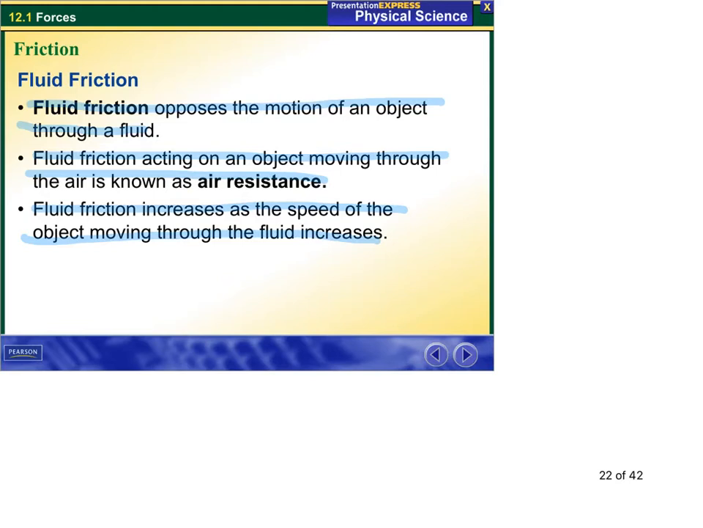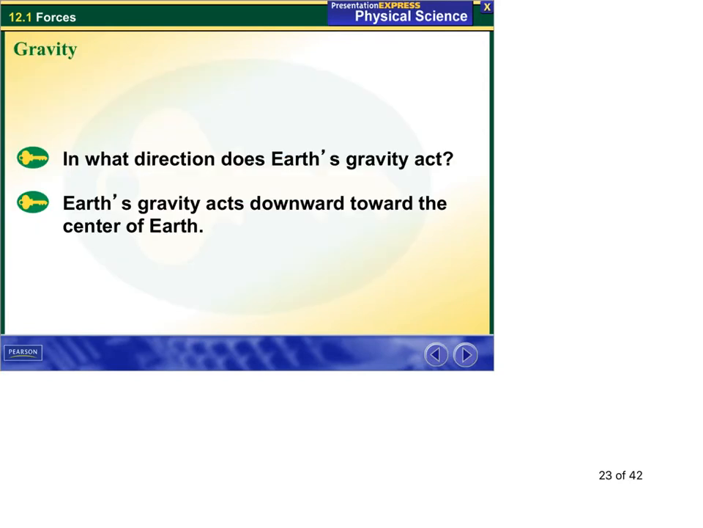So as an object is falling from a very high height, initially there will be very little air resistance and it picks up speed greatly. But as it keeps falling, the air resistance increases, causing it to speed up at a smaller rate. And eventually that object will reach what we call a terminal velocity, where the air resistance balances out the acceleration due to gravity.